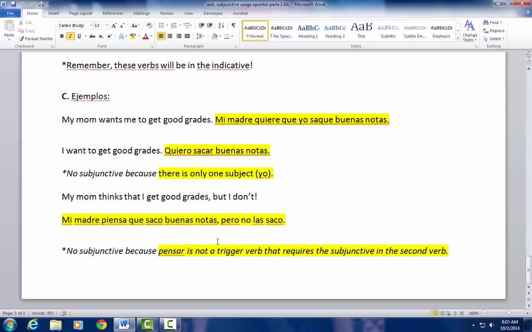Okay, so that's usage in a nutshell. We will be deepening our learning of usage and we'll be deepening our learning of formation as well in the next chapter. But for now, we're just going to focus on these usages. Okay, if you have any questions, please jot them down on the bottom of your paper and we will go over them tomorrow in class.